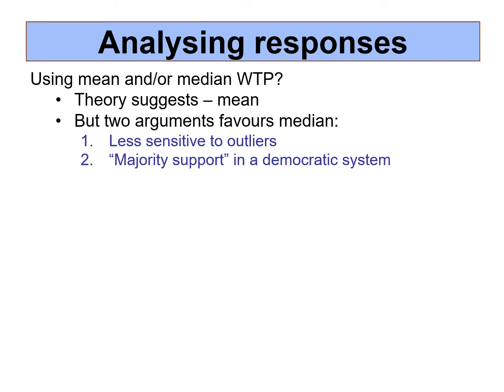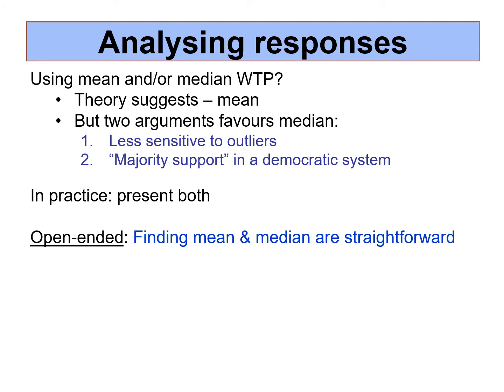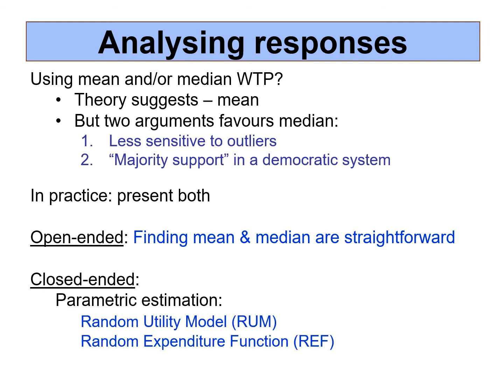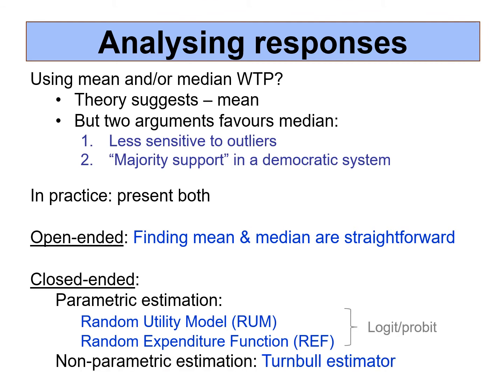Second, majority supports in a democratic system. So in practice, we will present both answers, using mean as well as median. In the case of an open-ended question, finding the means and medians is very straightforward. However, when we are talking about a closed-ended question, we have to use parametric estimation using random utility models or random expenditure model function, using logit or probit model. We can also use non-parametric estimation, which is known as the Turnbull estimator. Okay?